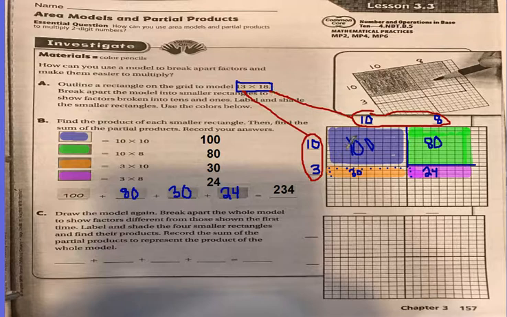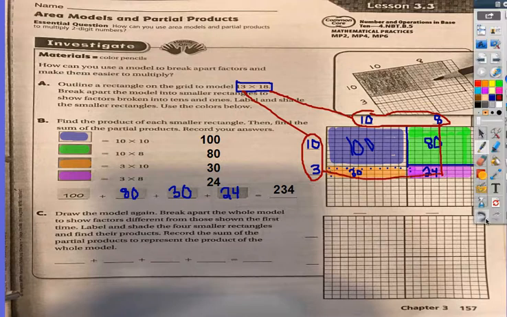Okay? So then they went to break up the numbers. They took 10 times 10 was 100, then they took 10 times 3 was 30, then they did the 10 times the 8 here and got 80, and then they came down here and went across and did 8 times 3, which is 24. So that's where these numbers come from.